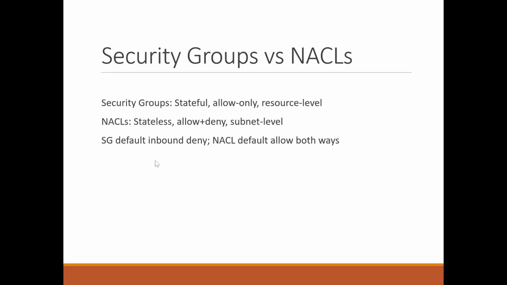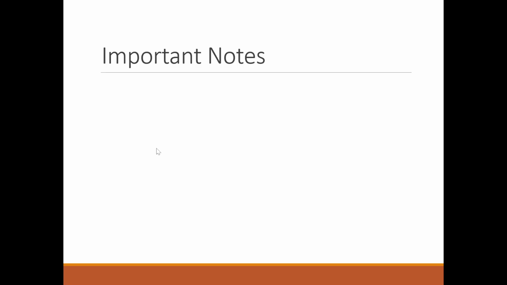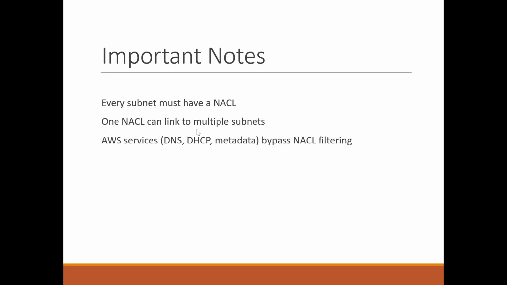Next, we'll see some important notes. Every VPC subnet must have a NACL, and one NACL can attach to multiple subnets. These are very important points. Traffic for AWS internal services like DNS and DHCP bypasses NACL filtering. NACLs are for broad subnet-level control, and security groups are for instance-level protection.